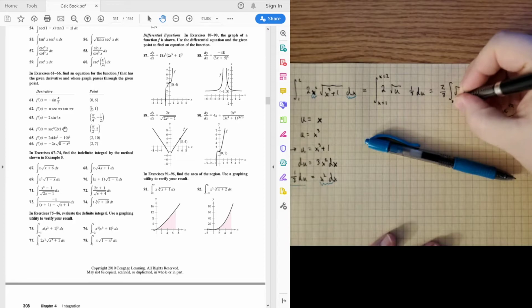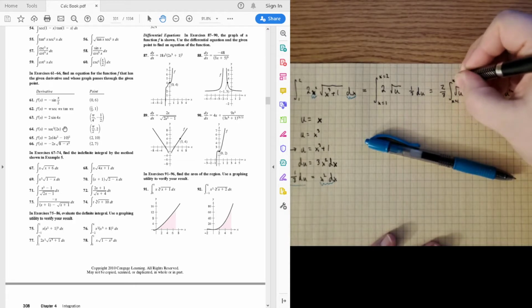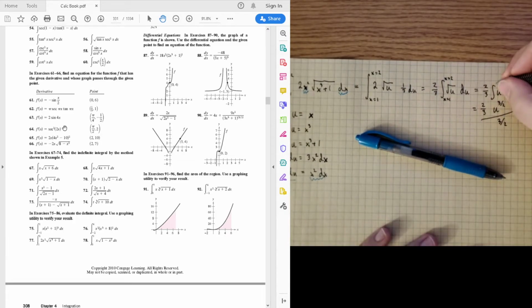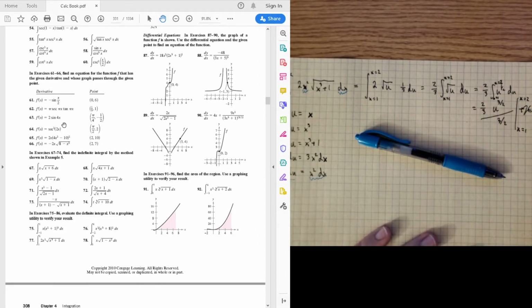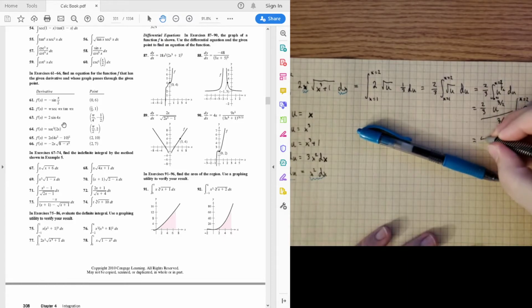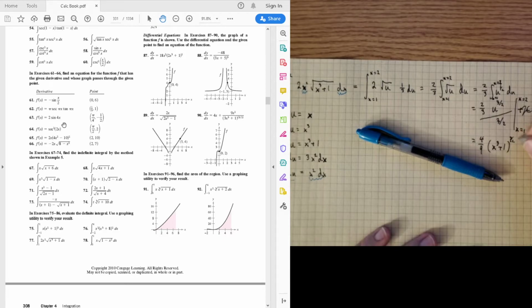My x value starts at 1, and it ends at 2. And so for here, without that plus c, my x value starts at 1, my x value ends at 2. Now I can do a substitution. This becomes 4/9. Everywhere there's a u, I replace with x cubed plus 1 to the 3/2 power, and then plug in 1 and 2.